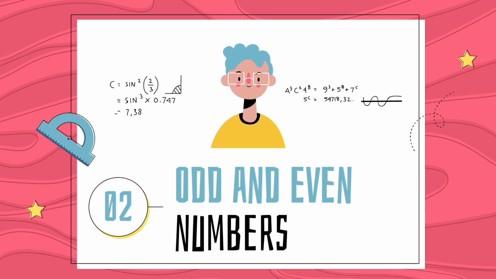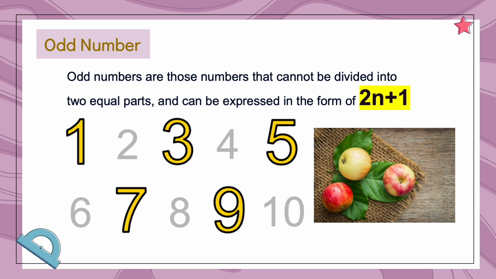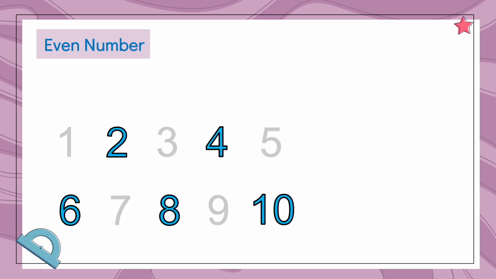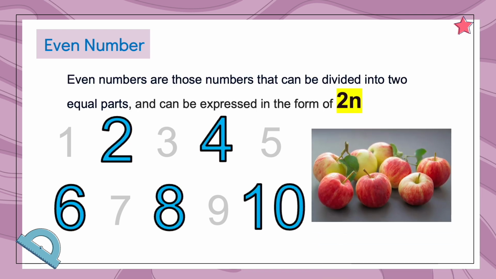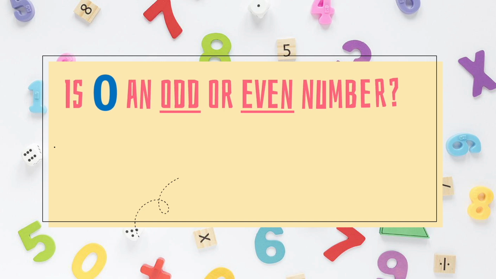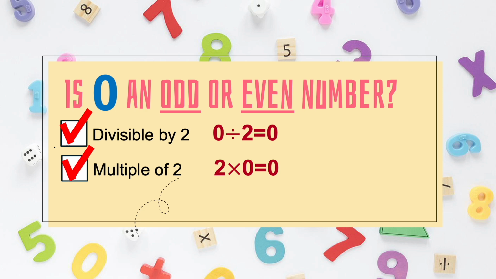What are odd and even numbers? Odd numbers are those numbers that cannot be divided into two equal parts and can be expressed in the form of 2n plus 1. Even numbers are those numbers that can be divided into two equal parts and can be expressed in the form of 2n. But how about 0? First, it's divisible by 2. Second, it's a multiple of 2, so 0 is an even number.